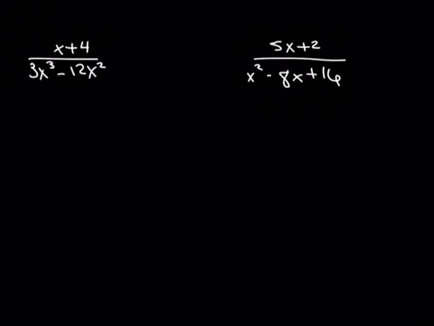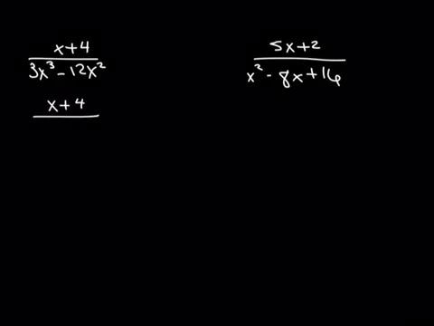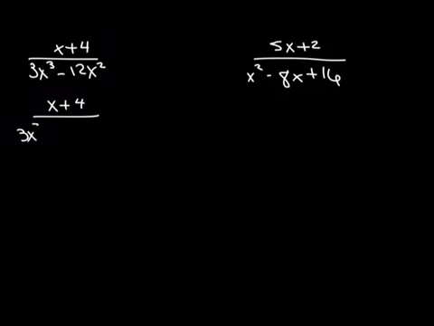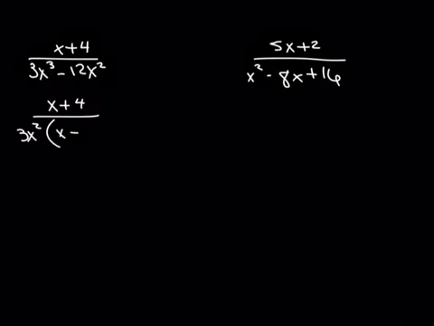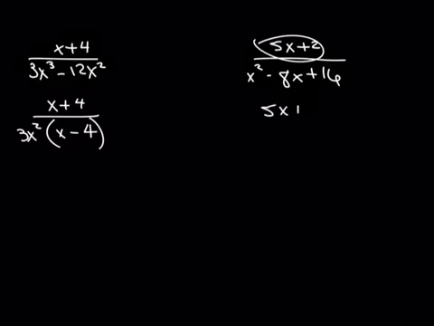Okay, so this is number 24 in the problem set. All we're looking at is finding common denominators. Okay, so let's see what we can do here. First of all, we're going to simplify. I'm going to leave the top alone. That's as simplified as it can go. And we're going to factor out a 3x squared, left with an x minus 4. Over here, that's simplified. Can't do anything to that.